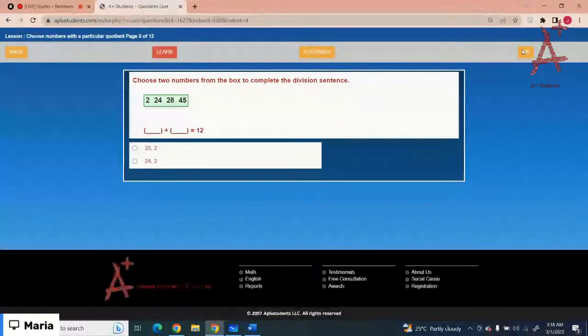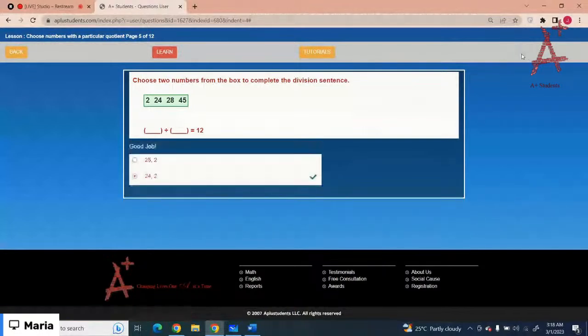Can you divide 24 by 2? 2 times what number is 24? 2 times 12 is 24. That means option number 2 is the correct one. Got it? So just select the correct option and click on the OK button.